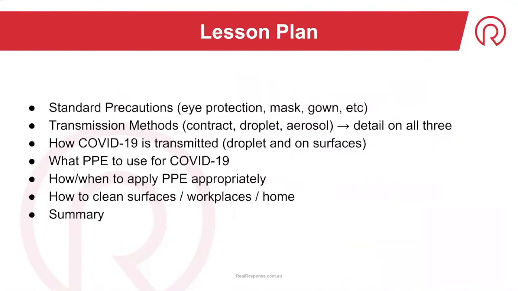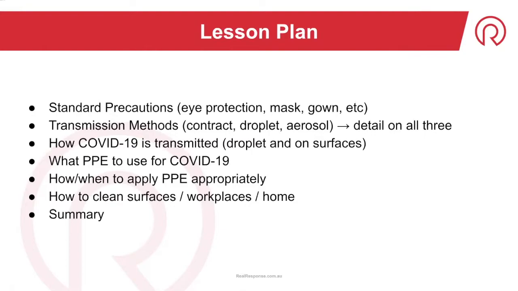What we're going to look at today and cover is the standard precautions associated with protecting yourself against COVID-19, some of the transmission methods, including contact, droplet, and the aerosol method, how COVID-19 is transmitted in the community, what personal protective equipment you can use to better protect yourself against COVID-19, and how and when to apply the personal protective equipment appropriately and effectively. We're then going to finish up on how to clean those surfaces around your home and the workplace to ensure that we can adequately kill the virus and prevent it from spreading around the community and your home.